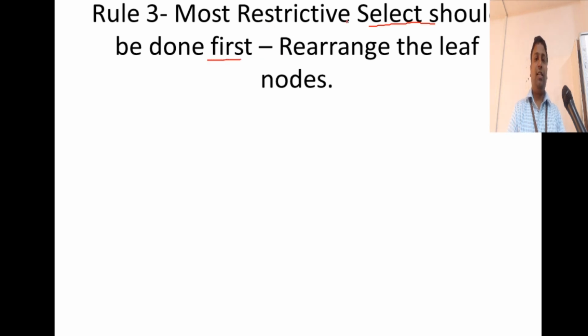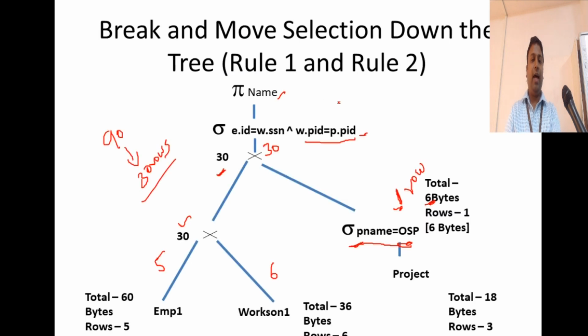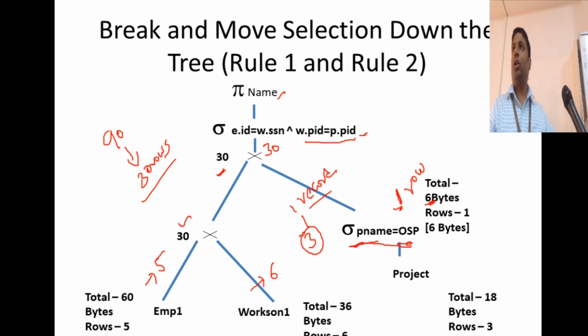Rearrange the nodes such that the restrictive select happens first. So you go back, from the employee table, how many records you are selecting? 5. From the works on table, how many records you are selecting? 6. All the records. But from the project table, out of the 3 records, you are just selecting 1 record. So there is a restrictive select on project, because from project you are filtering more records. So the plan is, you rearrange the leaf nodes such that the most restrictive selection happens first.